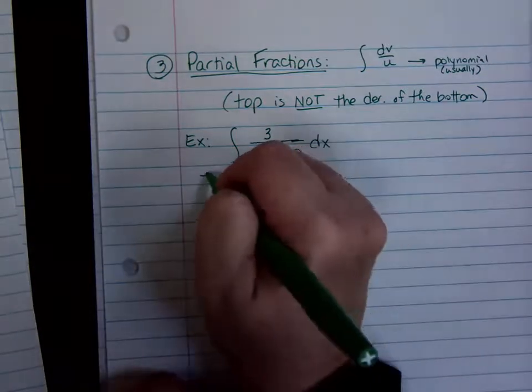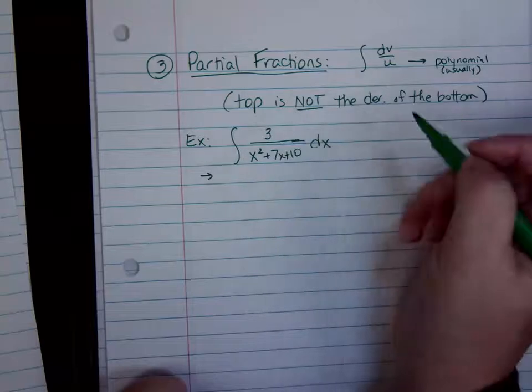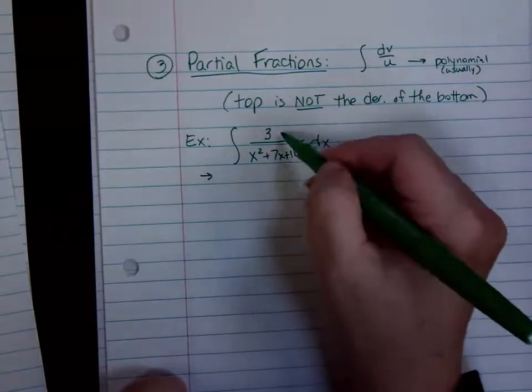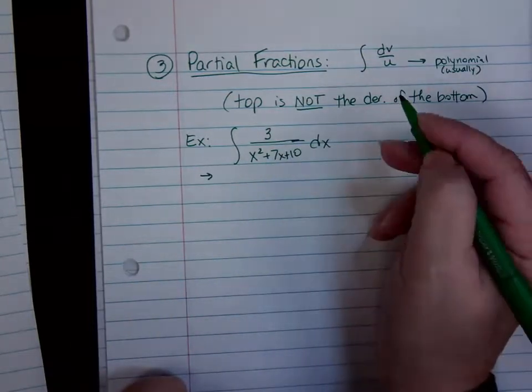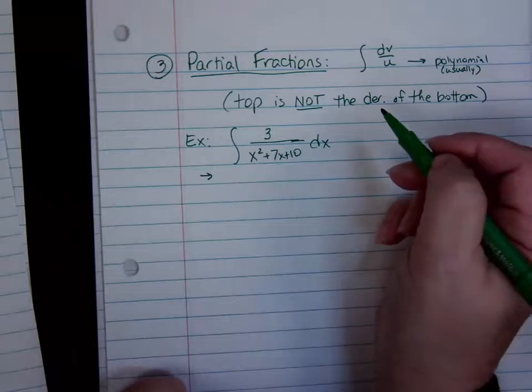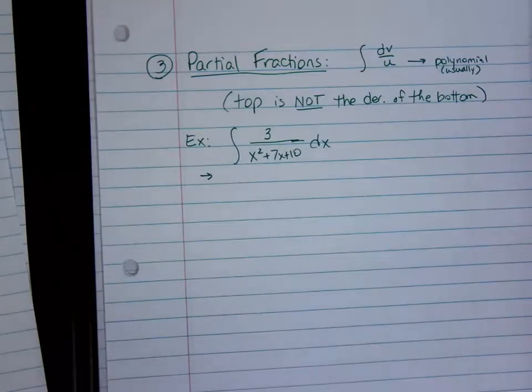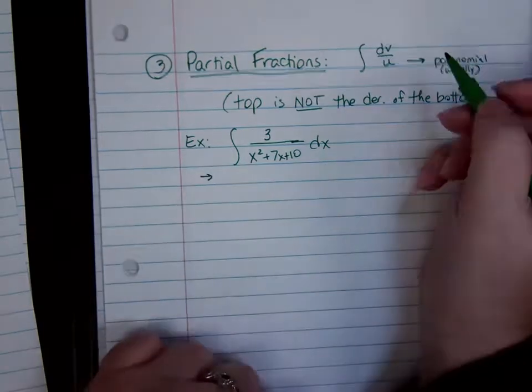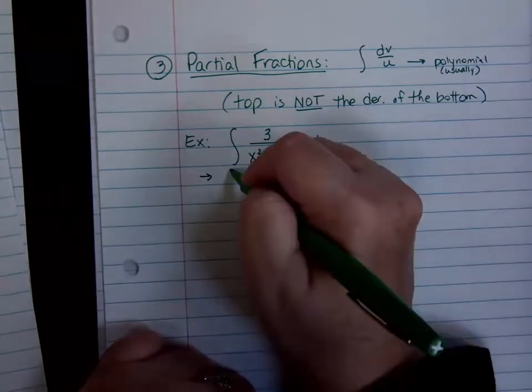Okay, what is the first step we do when we see something? Well, first of all, do you see that the top is not the derivative of the bottom? What is the derivative of the bottom? 2x plus 7, and I don't have an x anywhere. So I have to use partial fractions. Okay, what's the first thing I do? Factor the denominator.